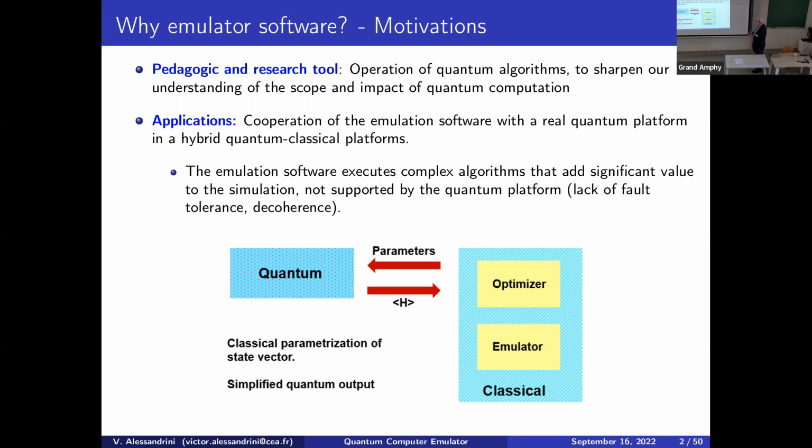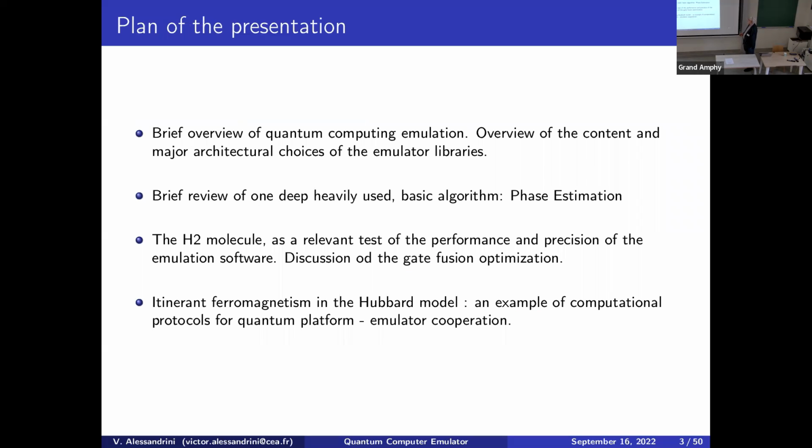That means that this emulator has to have a number of requirements that makes it very efficient as an ordinary classical platform to cooperate with whatever you're doing here and with the quantum computer. So this is the point, and this has determined many of my architectural choices for the software. So what I am going to do is a very brief overview of quantum computing emulation, mainly the content and measure choices of my libraries.